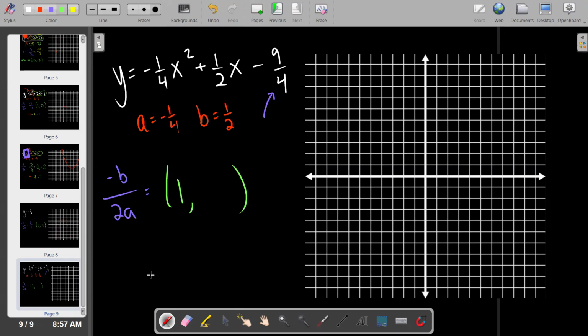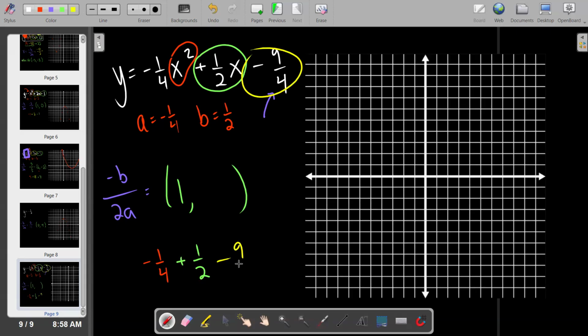And we're not out of the woods yet. Red egg. What's 1 squared? What's negative 1/4 times 1? Bigger one. Good. Green egg. What's 1/2 times 1? And then, of course, the yellow egg is like, whatever, just copy me down.